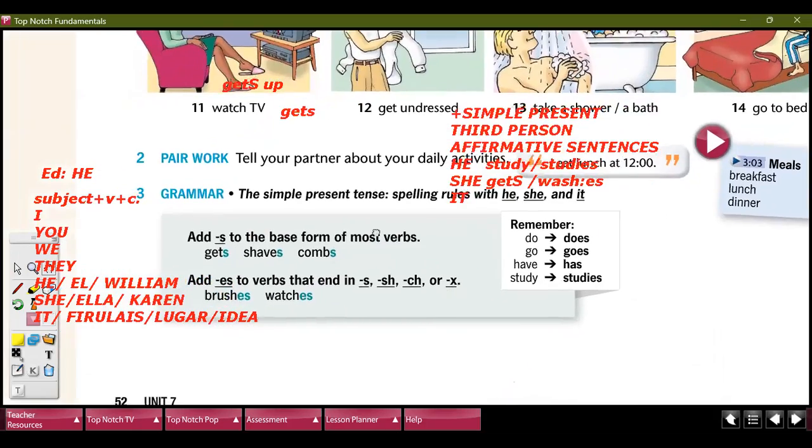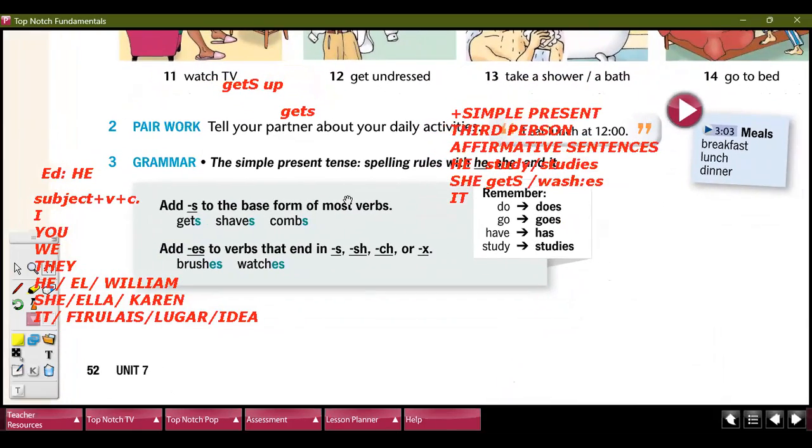Entonces, vamos a entender, chicos, que cuando ustedes están haciendo una oración afirmativa en presente simple, deben de hacerles cambios a la forma base de su verbo. Entonces, la base es esa, ¿verdad? Go, have, study, y entre otros. Drink, play, listen, watch. Pero vamos a seguir esta regla. Si dice agregar S a la forma base de la mayoría de verbos. Por ejemplo, gets, shaves, comes. Entonces, levantarse, rasurarse, peinarse.